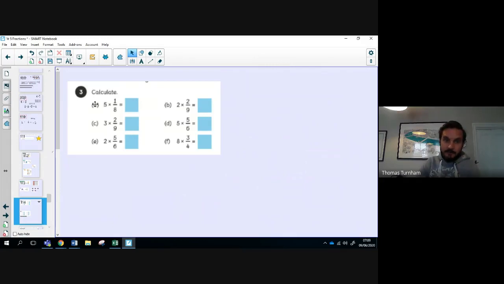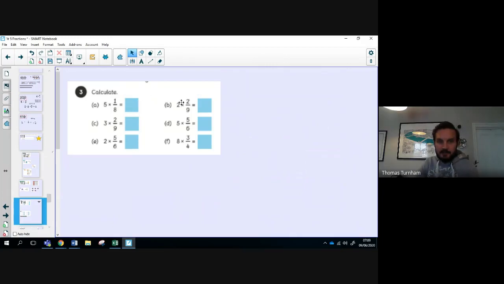Okay, so we're looking at 5 times 1. This is a nice simple one. 5 times 1 is 5. So my answer is just going to be 5/8. 5/8 is a proper fraction, so I'm not going to convert it. Can I simplify 5/8? Not really.